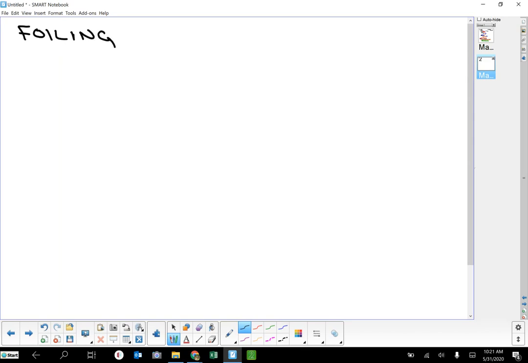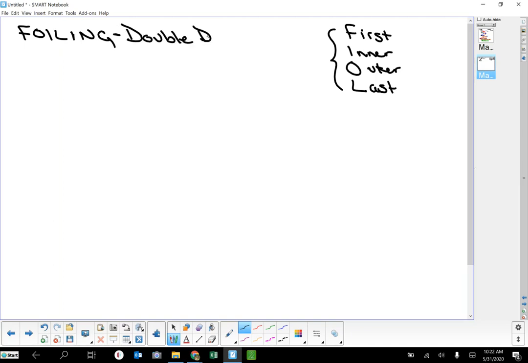I am going to call it foiling, but I'm not going to refer to it as, I don't even know what this is called, acronym? Foiling. So first, meaning you're multiplying the first terms together, then the inners, then the outers, and then the last. I'm not going to do these in this order. The process I'm going to do, you guys can distribute. You're good at it. So we're just going to double or sometimes triple distribute.